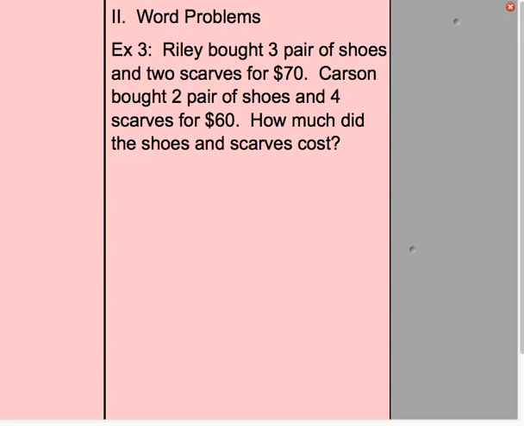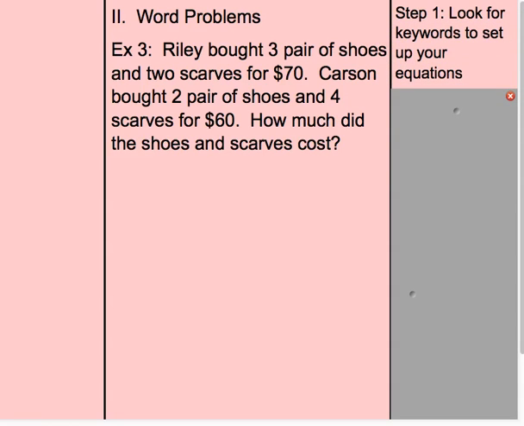So now we're going to take a look at a couple more word problems. Of course, the first step when you're setting up word problems is to look for any key words that might be useful when you set up your equation. So Riley bought 3 pair of shoes and 2 scarves for a total of $70. Carson bought 2 pair of shoes and 4 scarves for a total of $60. How much did the shoes and scarves cost?